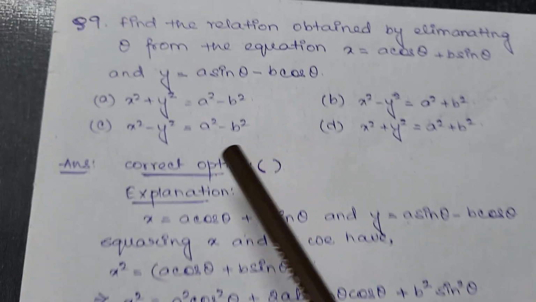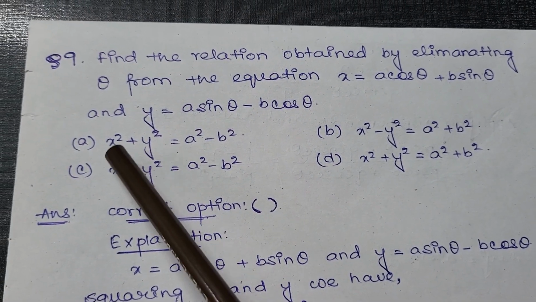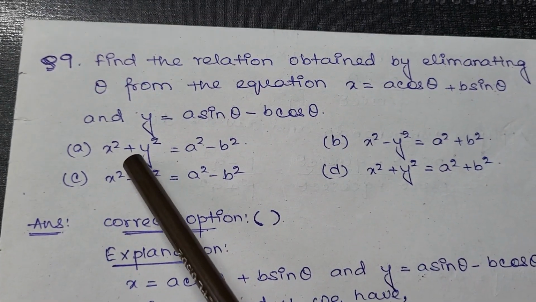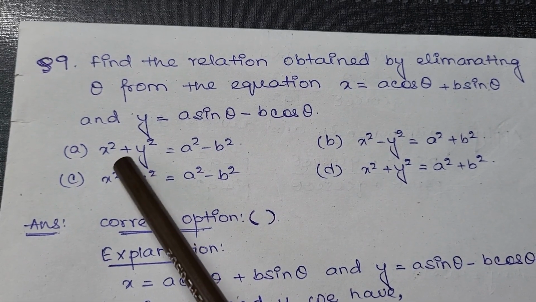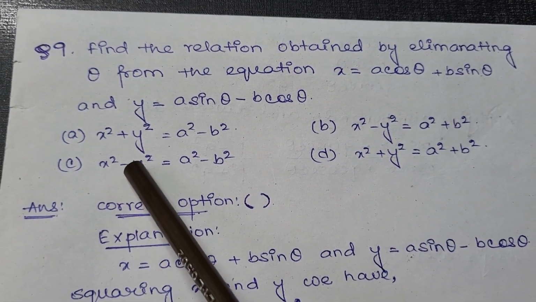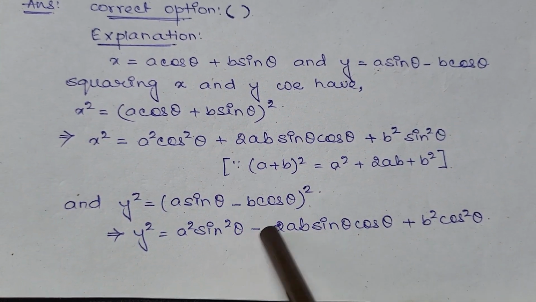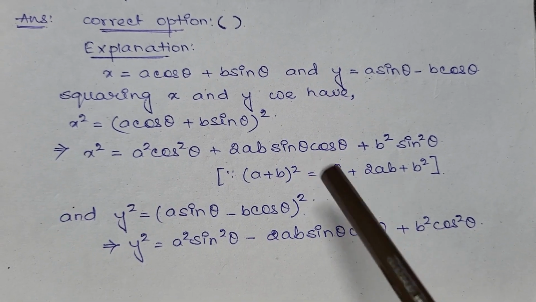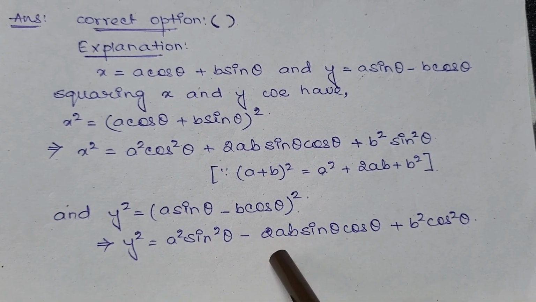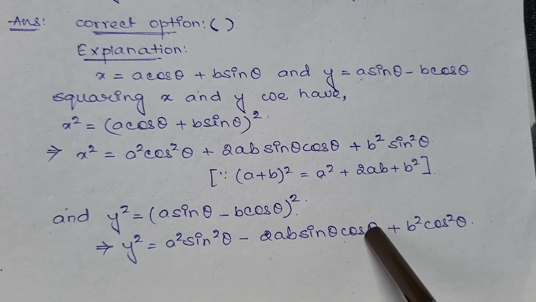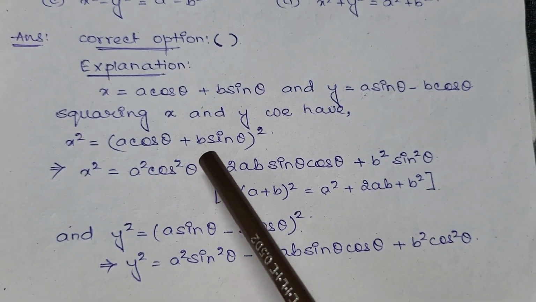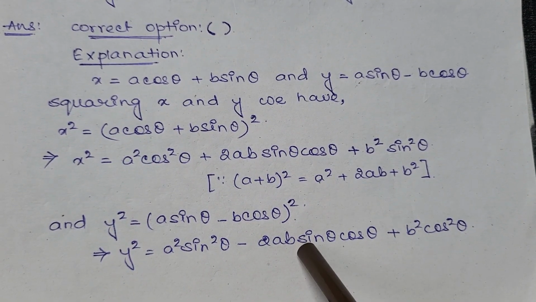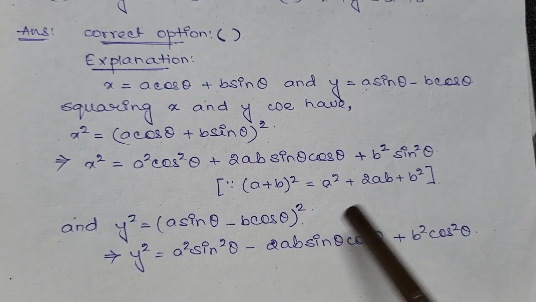Now see, every option here has an x square and a y square, so we have squared it. Now the question arises whether we have to do an addition or a subtraction. Let's see. This 2ab sin theta cos theta is common in x square and y square. Here there is a negative sign and here there is a positive sign. So if we add these two, this gets cancelled out, and hence we have a simplified form.